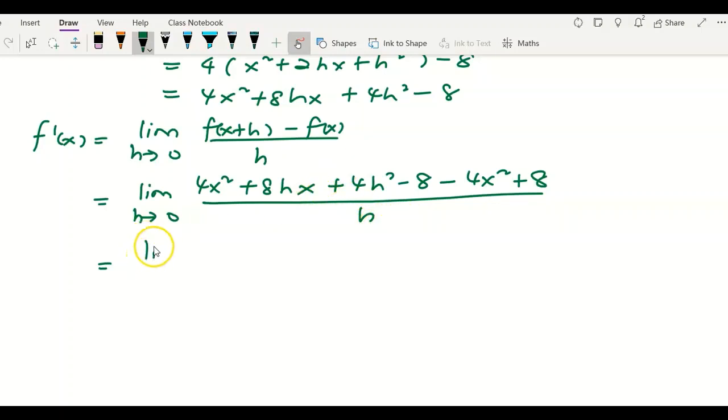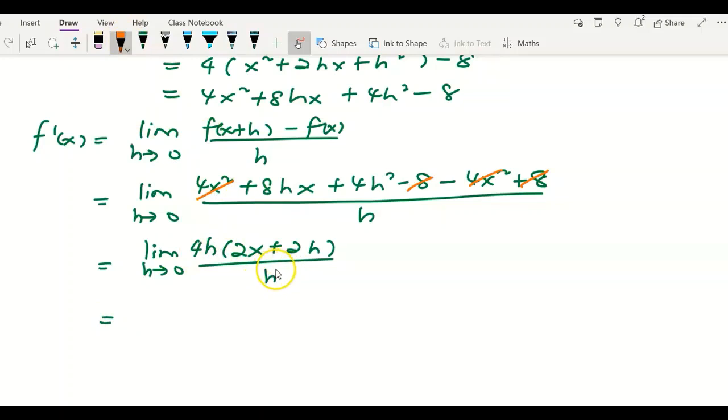So now we need to simplify the numerator. See what we can do. 4x squared minus 4x squared can be cancelled off, and negative 8 plus 8 cancel off. And you are left with 8hx plus 4h squared, where both of these terms contain h. So I can take out the h, take out the 4 if you want. Then I have a 2x for the first term, and for the second term I have 2h over h. So now you can see that on top we have an h, and down here we also have an h. So we can cancel off both h.